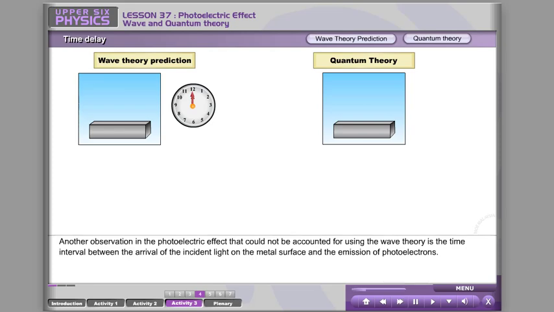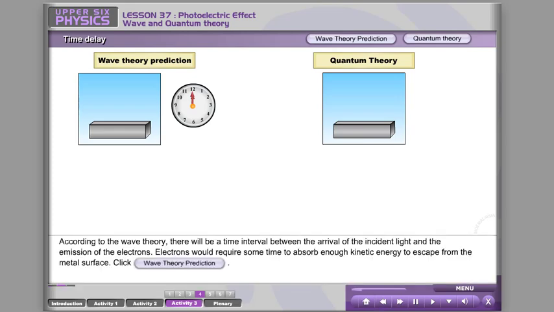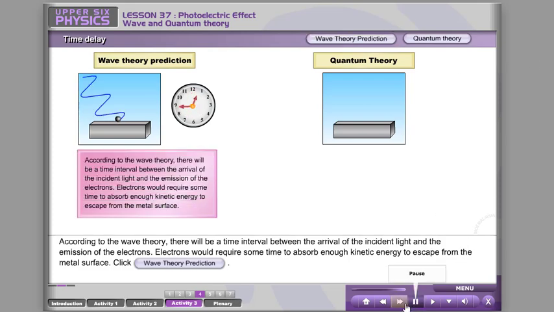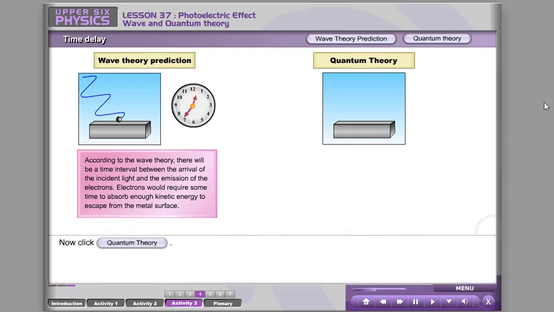Another observation in the photoelectric effect that could not be accounted for using the wave theory is the time interval between the arrival of the incident light on the metal surface and the emission of photoelectrons. According to the wave theory, there will be a time interval between the arrival of the incident light and the emission of the electrons. Electrons would require some time to absorb enough kinetic energy to escape from the metal surface. Click the wave theory prediction button. Now click the quantum theory button.